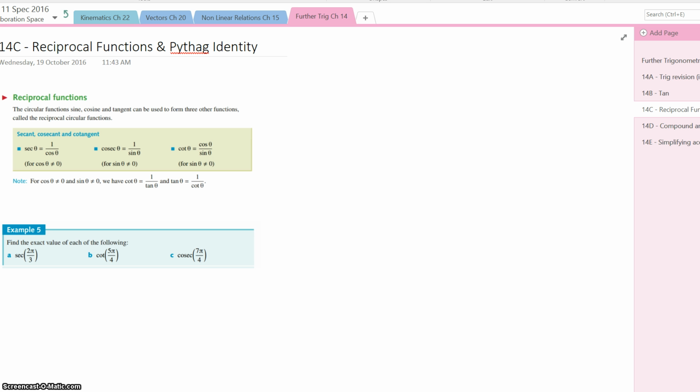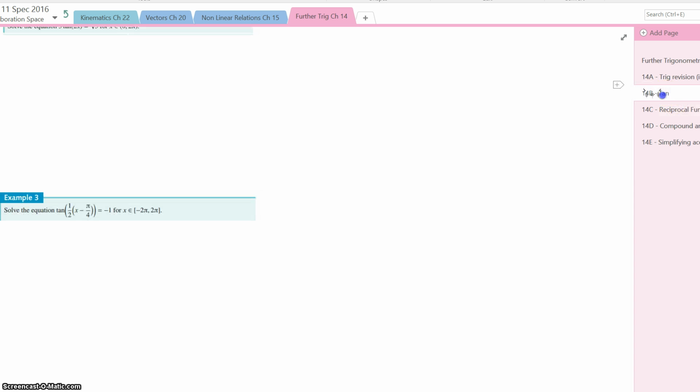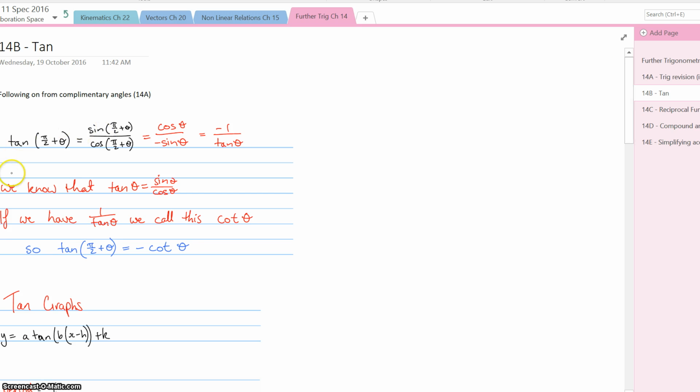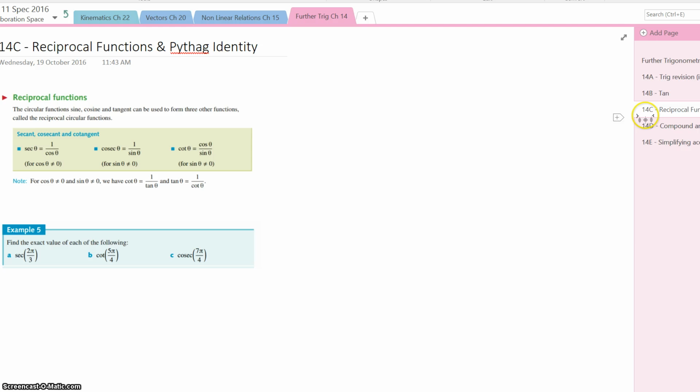So I guess we looked at the other day the idea of cot, based on our tan things. If we have a look just up here, we had a look at cot theta, which is the same as 1 on tan theta. So cot theta is actually cos on sine, which is the same as 1 on tan. We can actually do 1 on sine and 1 on cos as well. So 1 on sine theta we're going to call cosec theta.